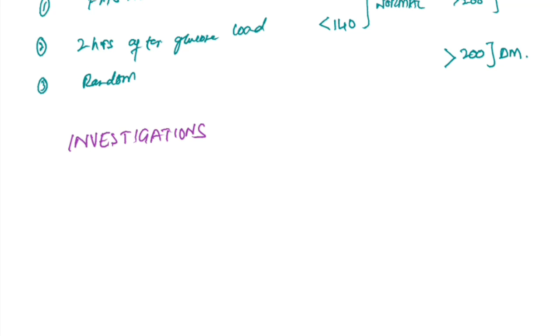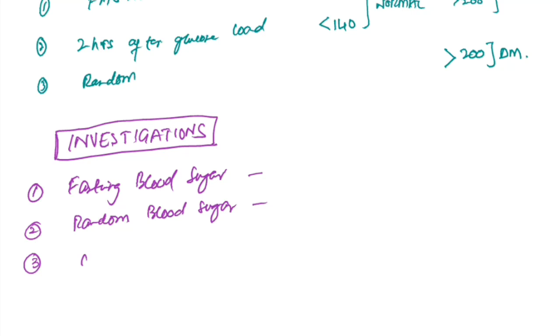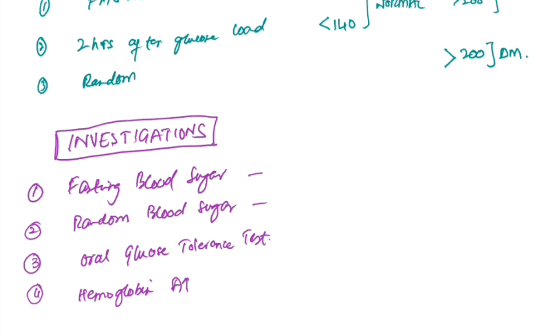There are certain ways we can investigate the blood sugar of a patient. First is fasting blood sugar, then is random blood sugar, then there is the oral glucose tolerance test, in which we keep the patient fasting for 8 hours and then 250 ml of glucose water is given to him, and then after 2 hours the blood glucose is again tested. This is the oral glucose tolerance test, and the last test is HbA1c. This is a laboratory investigation.